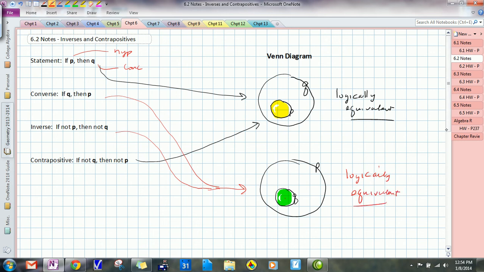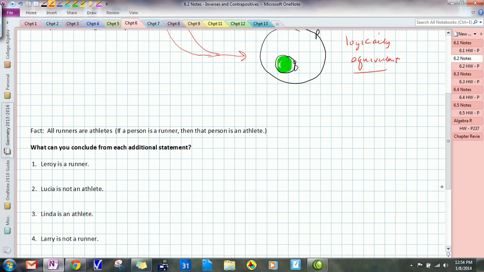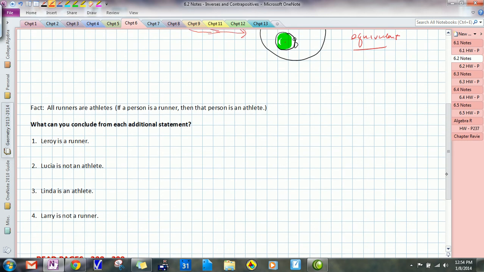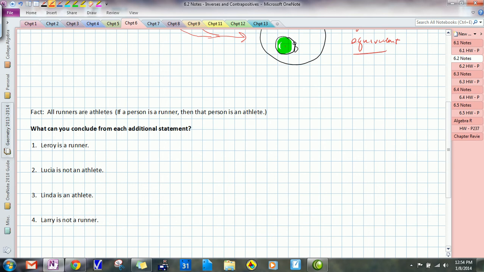Okay, let's take an example here. Here's a fact. All runners are athletes. That is, in if-then form, we would say if a person is a runner, then that person is an athlete. So the question would be, what can you conclude about each of these following statements?